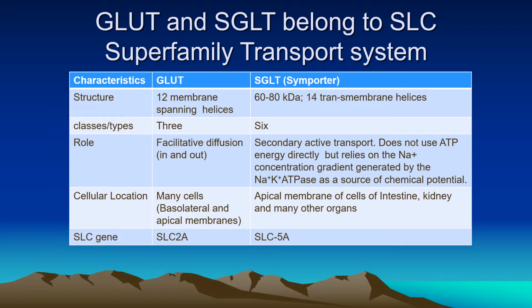The role of the GLUT transporter is to facilitate diffusion of glucose in and out across the cell membrane, whereas SGLT also transports glucose, but as secondary active transport. It does not use ATP directly, but relies on the gradient created by sodium potassium ATPase. Many cells have GLUT proteins on the basolateral and apical membranes, whereas most SGLT transporters are located on the apical membrane of the cells of the intestine, kidney, and many other organs, including the pancreas.